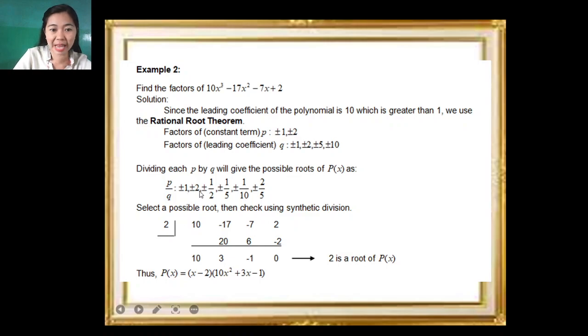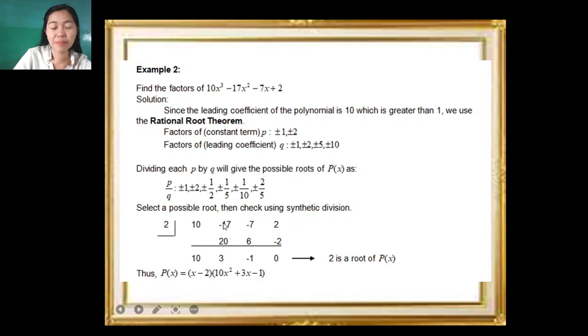Pili tayo ng isa. Let's say, ang pinili natin is positive 2. So, dito tayo kumuha, positive 2. And then, doing the synthetic division, wherein our coefficients are 10, negative 17, negative 7, and positive 2. Again, nakasulat naman na siya ng decreasing order of degree at walang missing term. That's why wala tayong replace ng 0 sa coefficients ng polynomial. Then, i-bring down natin si 10, and then multiply natin si 10 sa 2.